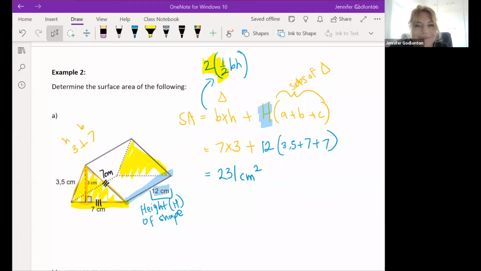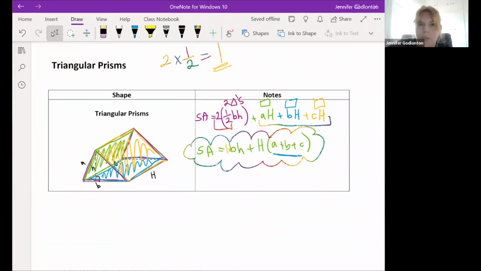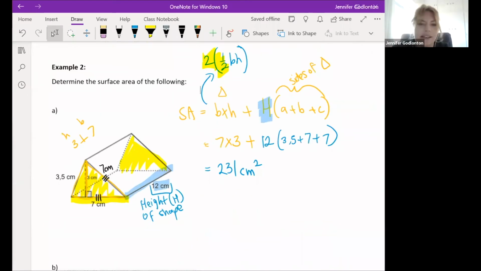Ma'am, so like the H name, what if we said an H in it, plus how it was in the beginning? Absolutely. You can always write it out the longer way. Okay, thank you, ma'am. No problem.